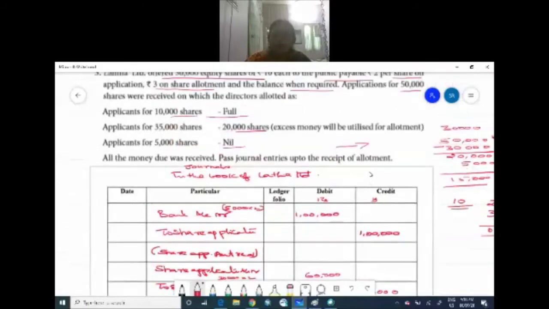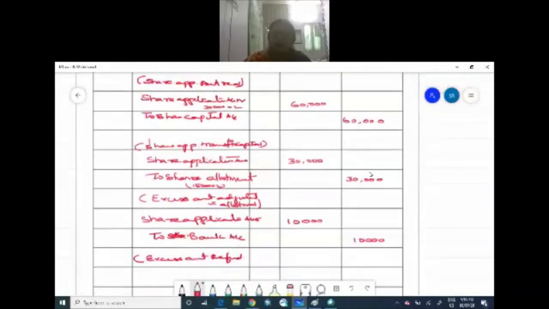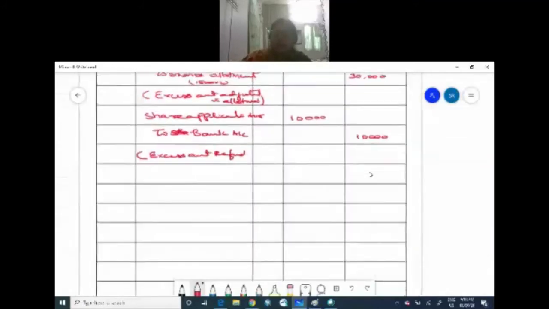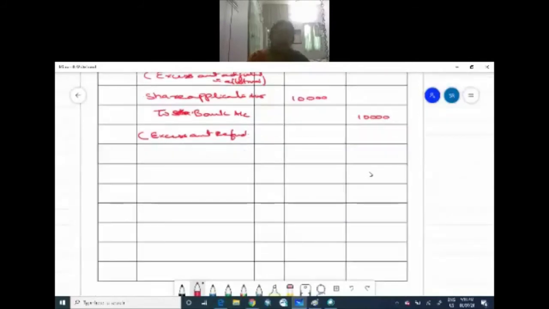So here, actually how much is going into your bank? First, how much is going to the bank? 1 lakh is going into your bank. Then the actual amount should be 60, so 60 plus 30, 90. 90 plus 10, 1 lakh. So the account is tallied. Okay. So then one more journal entry you have. Let us go to the next journal entry.